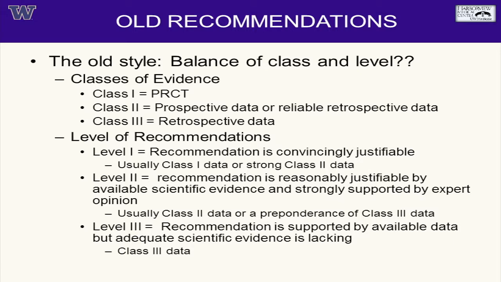You can see that in this format, the level of recommendation is very much linked to the class of evidence. So if a recommendation is deemed level 1, it is convincingly justifiable based on class 1 or class 2 data. And then it goes down from there. Level 2 is a weaker recommendation based on weaker class data, and so on.